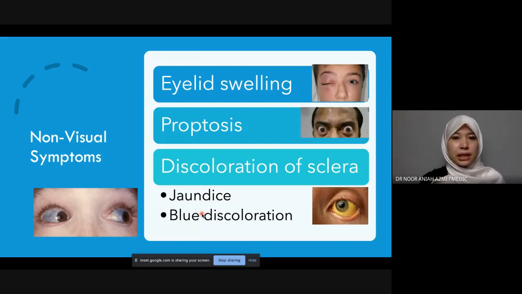Okay, the other one is eyelid swelling. Like in this picture, you can see that this boy has an eyelid swelling, and this condition is what we call orbital cellulitis, or sometimes the less severe one is called preseptal cellulitis.